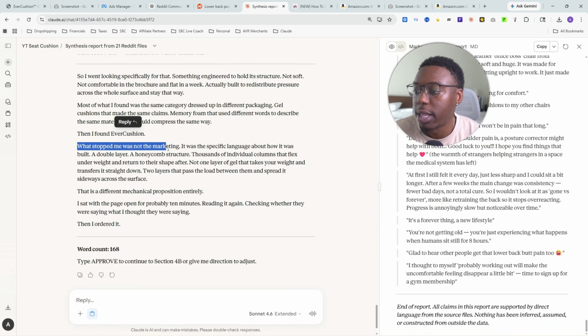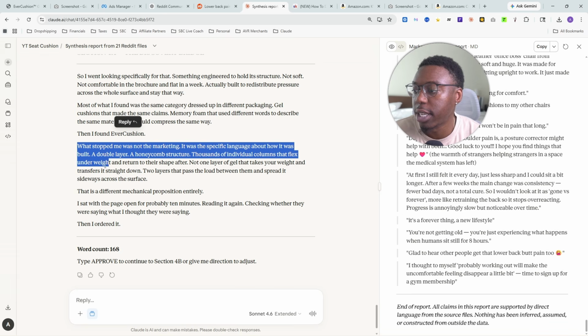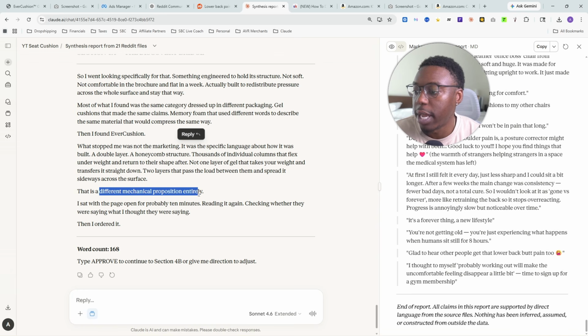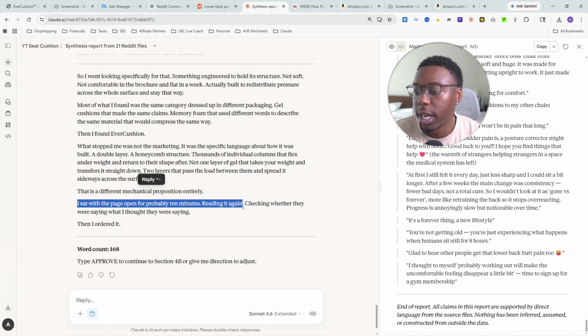What stopped me was not the marketing, it was a specific language about how it was a built double layer honeycomb structure, thousands of individual columns that flex under weight and return to the shape after. Not one layer of gel that takes your weight and transfers it straight down, 2 layers that pass the load between them and spread it sideways across the surface. That is a different mechanical proposition entirely. I sat with the page open for probably 10 minutes, reading it again, checking whether they were saying what I thought they were saying. And then I ordered it.